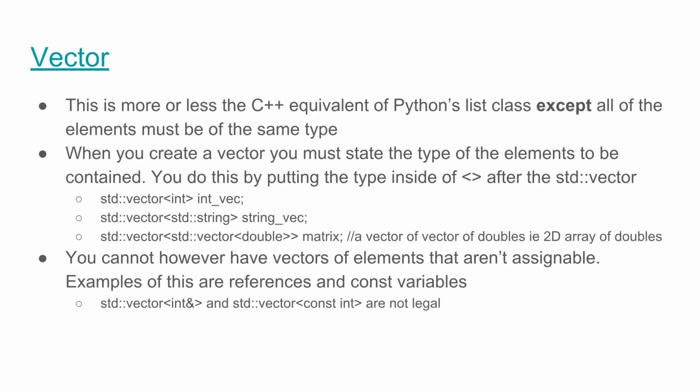So vector is more or less equivalent to Python's list, except all the elements have to be the same type. For C++, or for people that come from C, vectors are like arrays that are resizable very easily, and you can insert elements into them very easily, or remove elements.